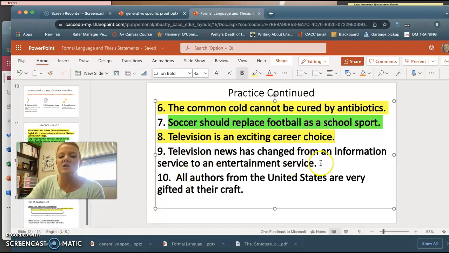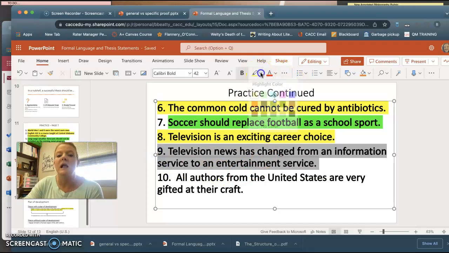Number 9, television news has changed from an information service to an entertainment service. You could argue that that's a good thesis statement. It's very specific. Television news specifically has changed. You can argue that it has not changed, so that's a good thesis.